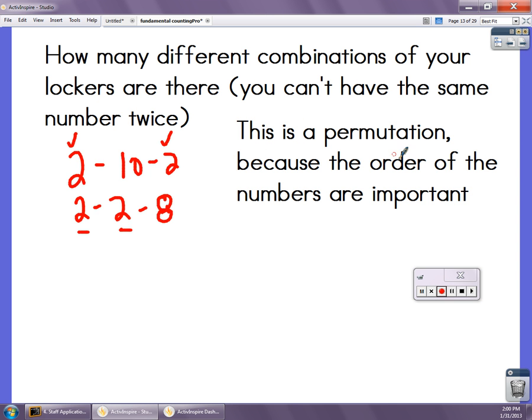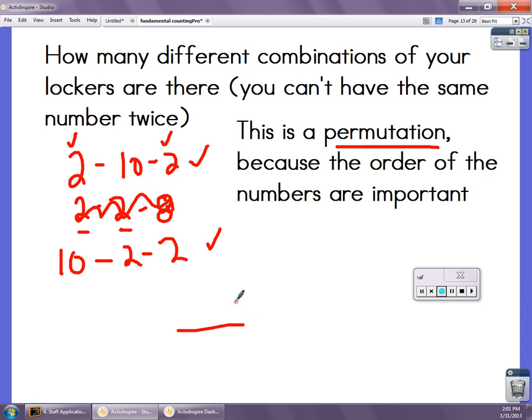We also call things like this permutations because you're arranging all the numbers in a certain order. Whenever you're putting something in order, we like to think of these as either a combination or a permutation. Even though this has the word combination in it, in real life, the order of the numbers is important. 2, 10, 2 is a different combination than 10, 2, 2. Even though you're using the same numbers, this would not open this locker. So when the order is important, we think of this as a permutation. Permutations are done just by using the fundamental counting principle.